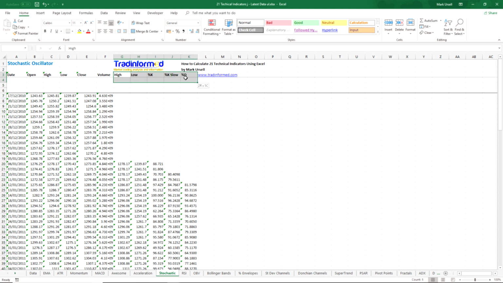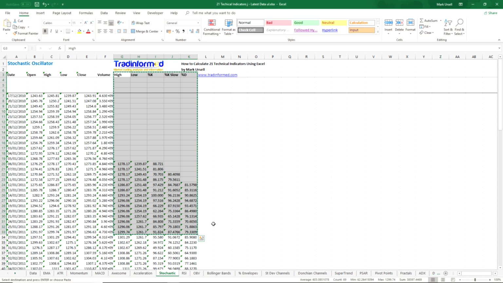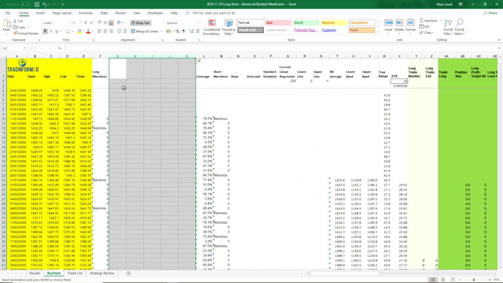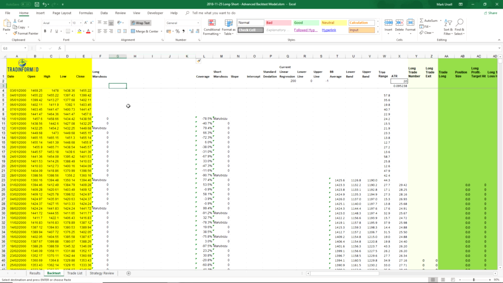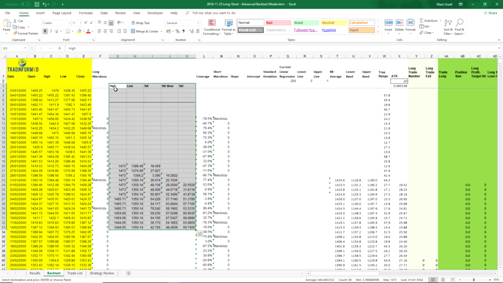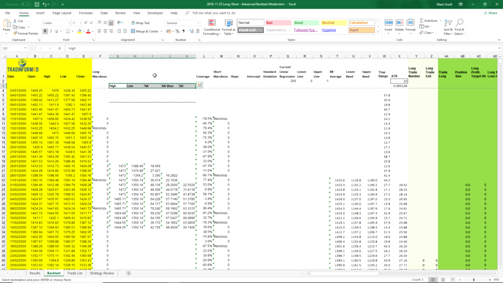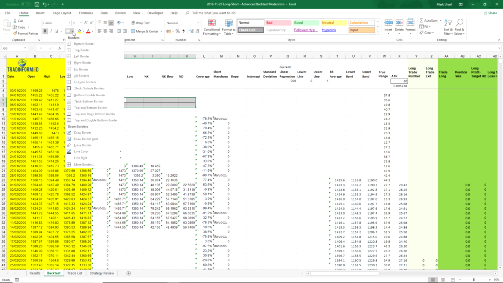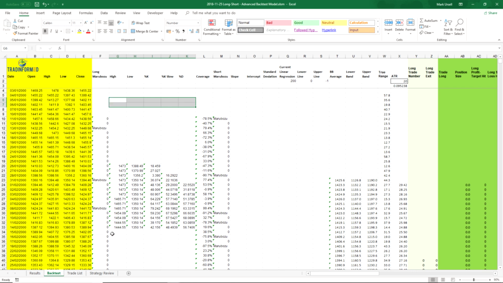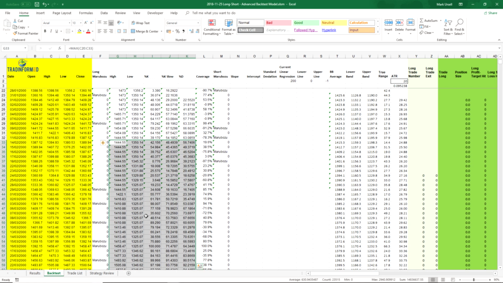And now what I can do is make a note of the top cell, which is G3. Copy a selection here because we don't need it all. And then this time, copy. Move those to the top. Get rid of any excess formatting that we don't want. And then I can just copy these down. And now I have the stochastic oscillator.